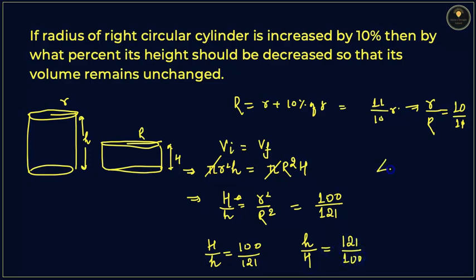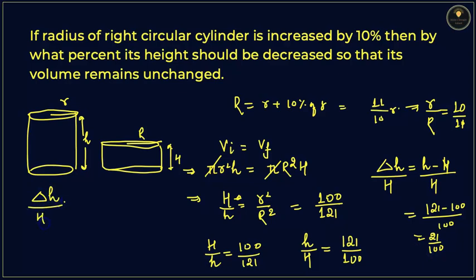So if I want to find the value of delta h, I will write small h minus capital H, and divide it by capital H. I can write the same thing as 121 minus 100 upon 100, and you will get the value as 21 upon 100. Which means that delta h upon capital H, if I multiply it by 100, is equal to 21%, which means that the height is decreasing by 21% and the radius is increasing by 10% if I want to keep the volume the same. So that's the answer that you will get.